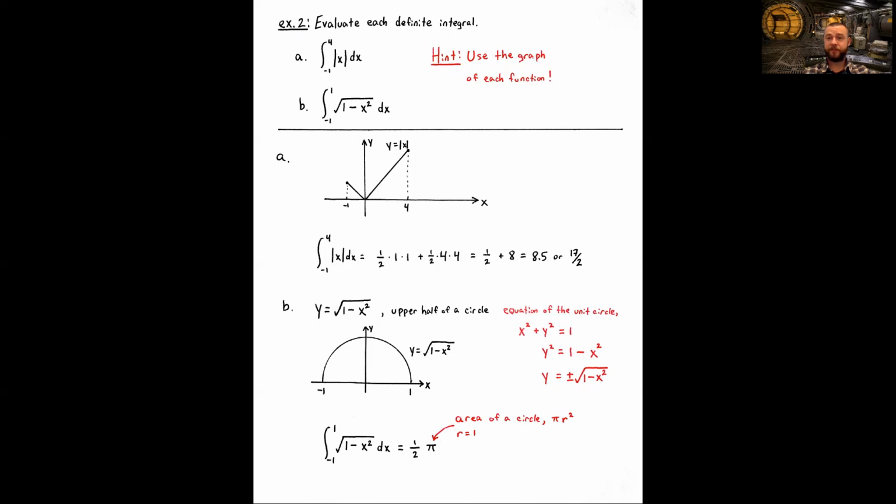And if you recall the basic formula for area of a circle, pi r squared, since this is the unit circle, the radius is 1, plug that in, we get the area of that circle of radius 1 as pi, but since we're just dealing with the upper half, we take half of that. So we get the value for our integral here as 1/2 pi, or pi/2.